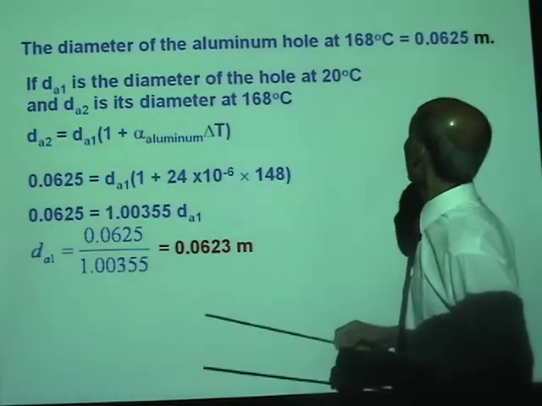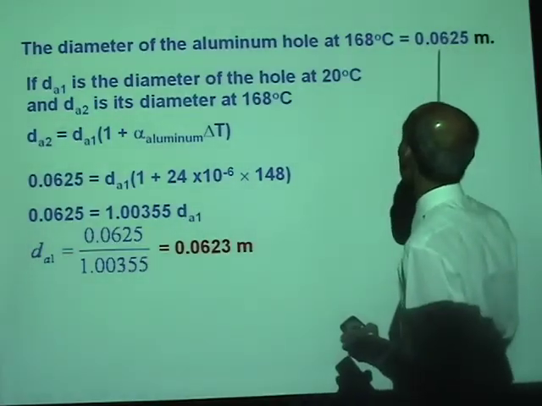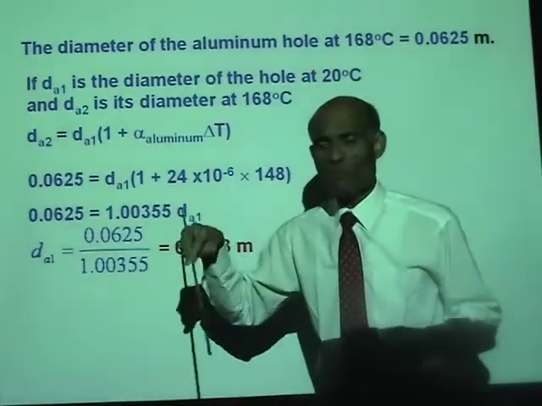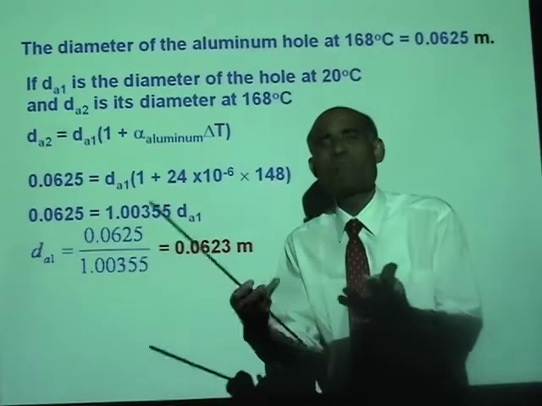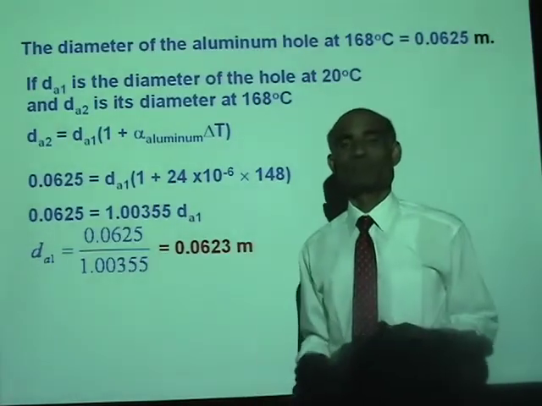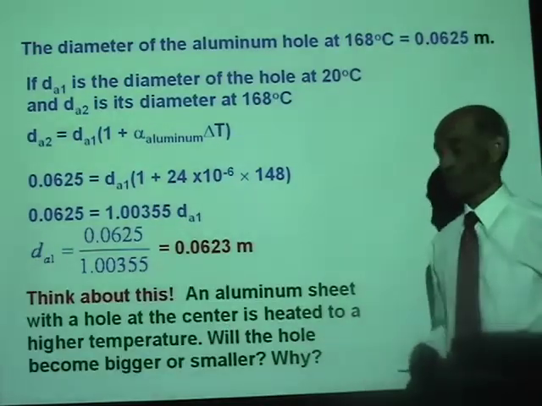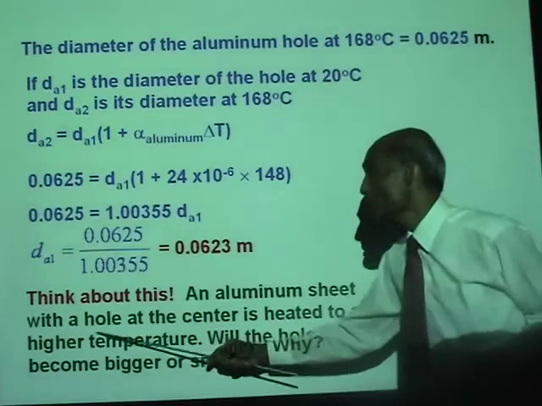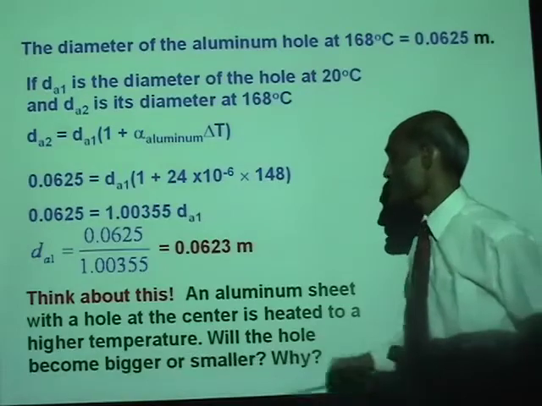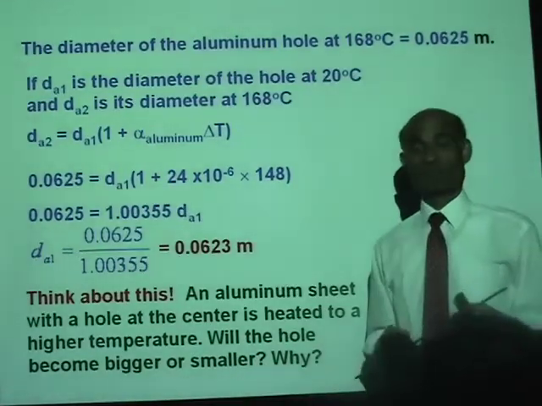Well, what was the diameter at the higher temperature? 0.0625. So tell me, has the diameter of the hole become smaller or bigger when the aluminum sheet cooled down? Well, it has become smaller. So think about this. An aluminum sheet with a hole at the center is heated to a higher temperature. Will the hole become bigger or smaller?